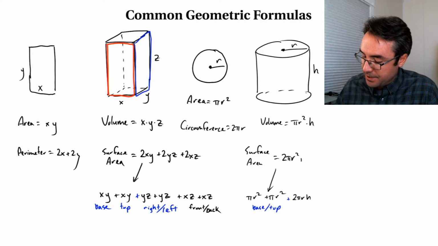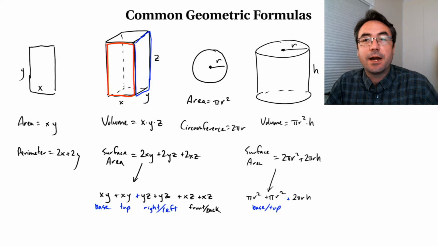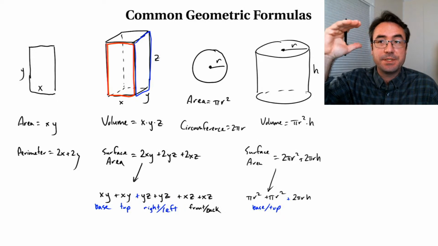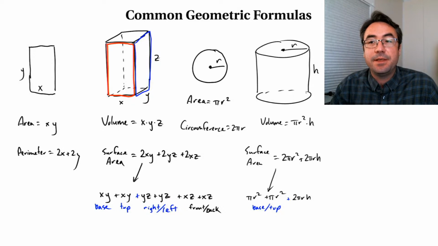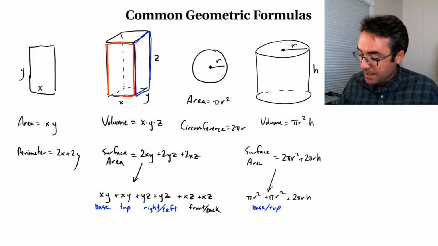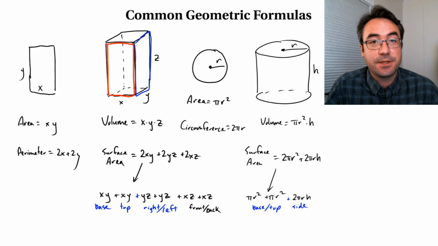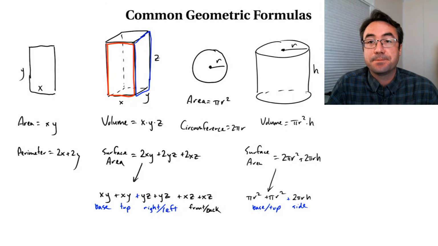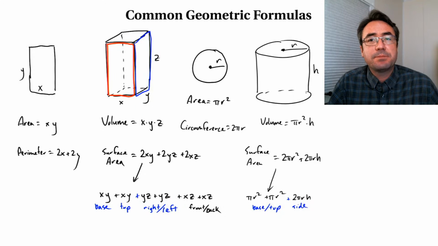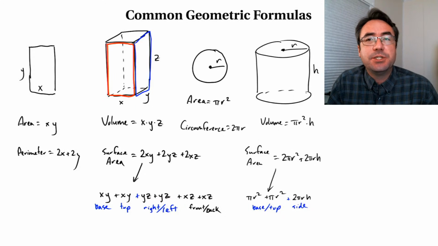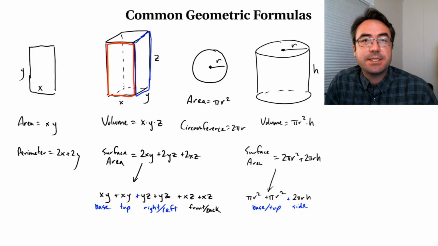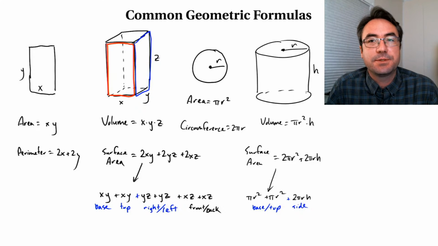So the surface area for this can would be 2 pi r squared. That gives us the area of both the top and the bottom. And then the 2 pi r times h, that gives us the area of the side of our can. So those are just some common formulas and geometric shapes that you might see in some of the homework problems. So just to be aware of.